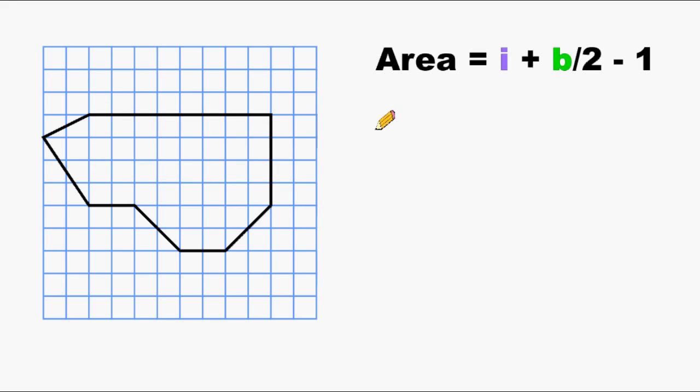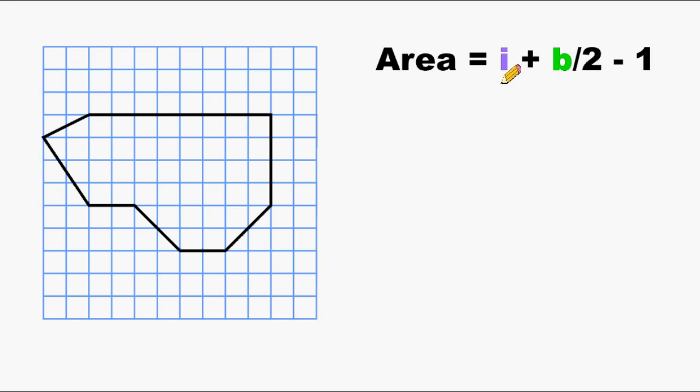This is Mr. Masonette, and what we're going to do today is explore something called Pick's Theorem, which is just an alternative way to find the area of a polygon. The formula right here represents Pick's Theorem, and we have two variables within our formula.